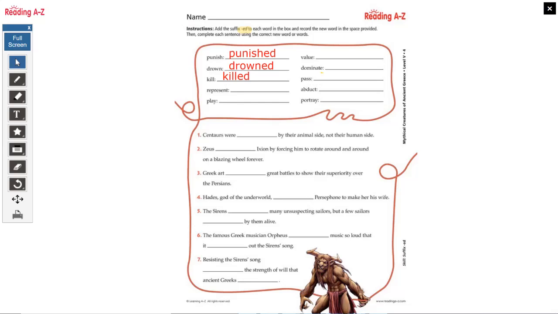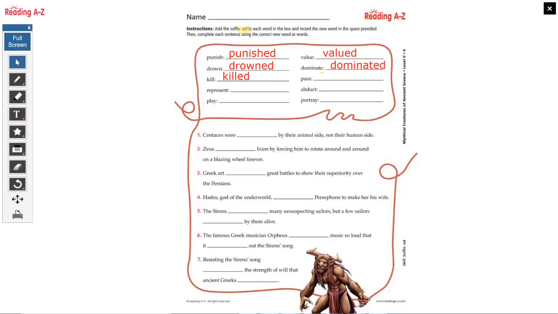Well, let's go over here to value. I don't go like this. But what I do, if I have a silent E like this, I just add D. Same thing on dominate. Just add the D. Okay, the rest of these will all end in ed.